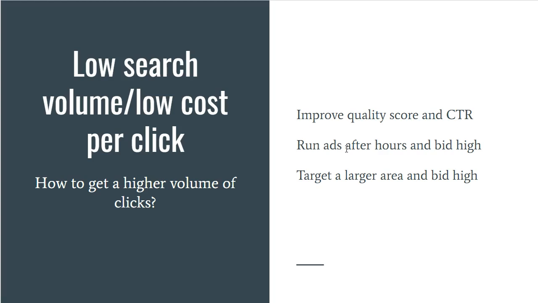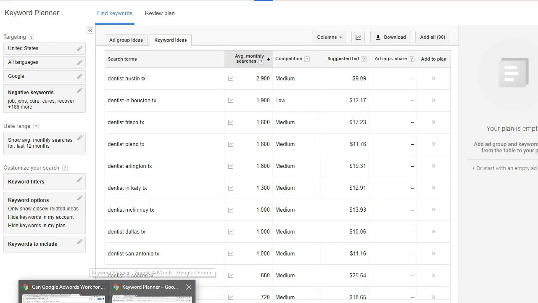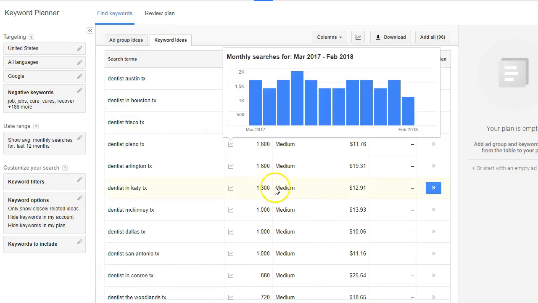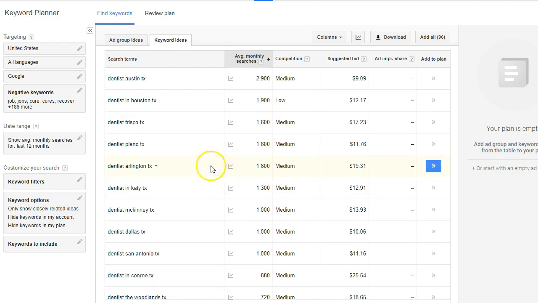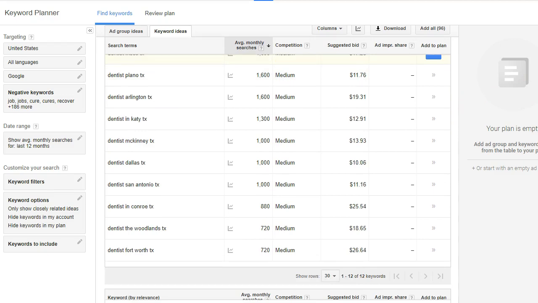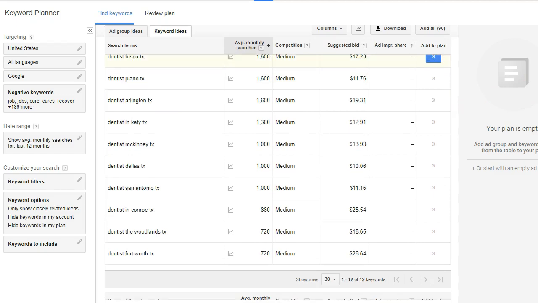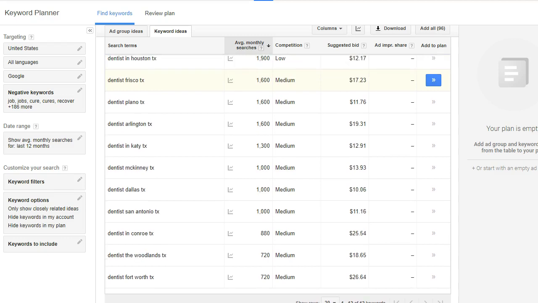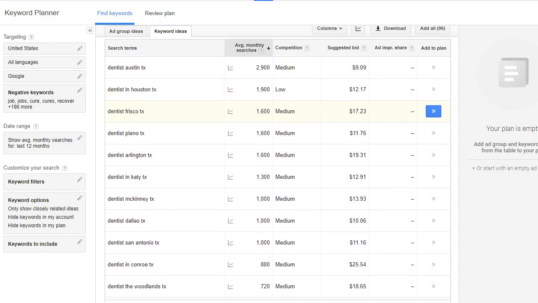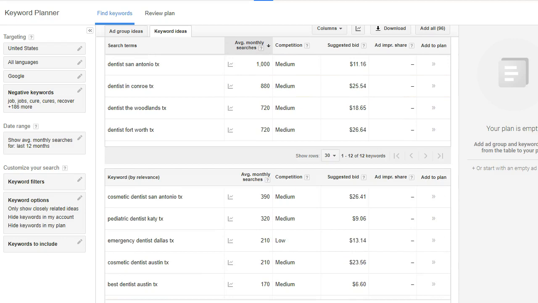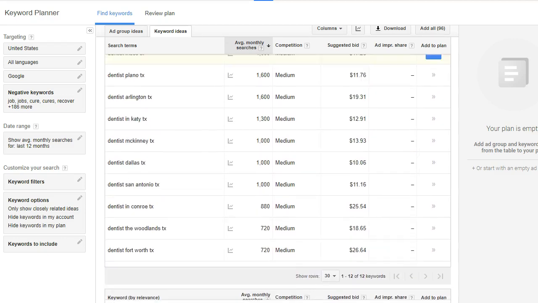Okay. And then obviously the third situation is similar to the previous one, which is to target a larger area and again bid high. So for example over here, actually we don't have this situation. I would have shown you, but Texas is a pretty populated place, so there is no city where the cost per click is low and the search volume is also low. Let me see if we can find something.